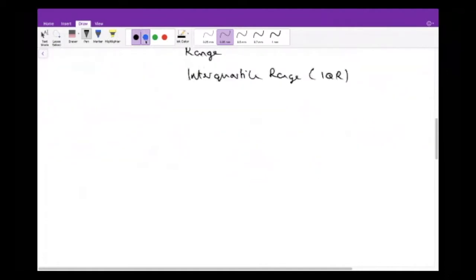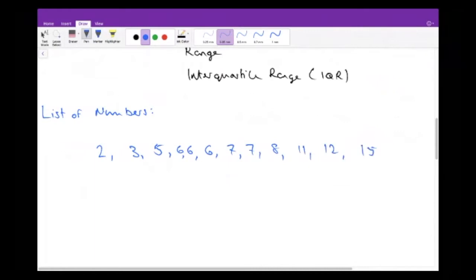Okay, so the first type of data we're going to have is going to be a list of numbers. So let's say we've got 2, 3, 5, 6, 7, 7, 8, 11, 12, 15, 5, 13, 16, and we'll have another 2. Just make the numbers pretty all-rightish. Okay, so we'll quickly run through. A lot of this will probably be quite basic for you. Doesn't mean they're not going to ask it.